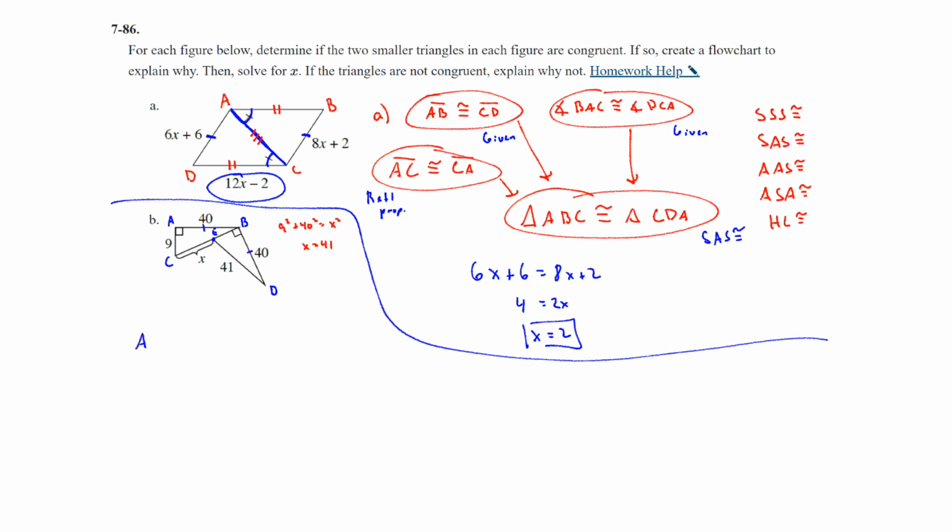So what do we know? Well, we know that line segment AB is congruent to line segment BD. All right, and that's a leg of the hypotenuse. We also know that this part right here, 41, is the same as this one. So we'll go BC. Line segment BC is congruent to DE.